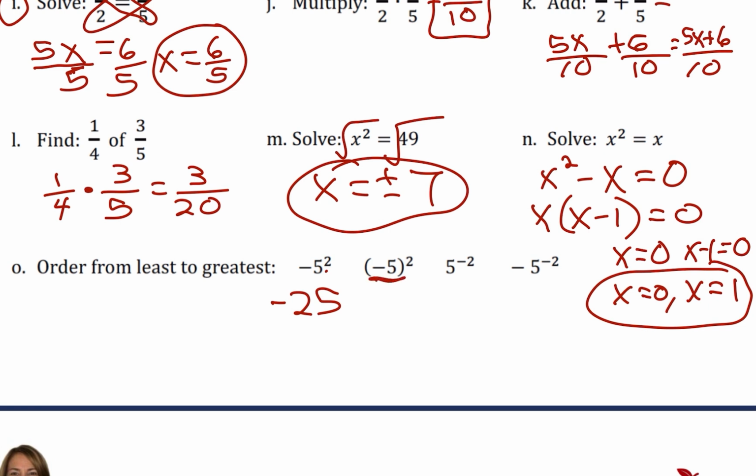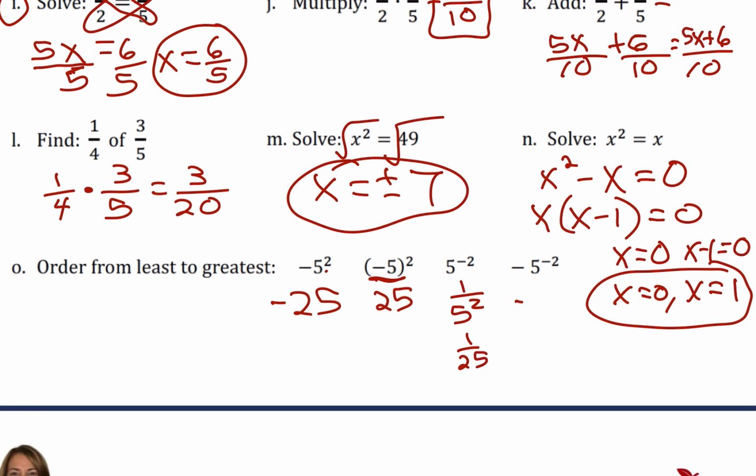Here the negative is getting squared as well. So it's -5 times -5. So it's a +25. This means 1 over 5 to the +2 because negative exponents can be turned into positives by putting them on the other side of the fraction line. So this is 1 over 25.